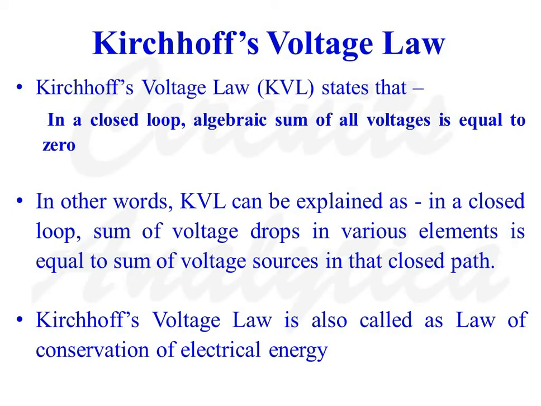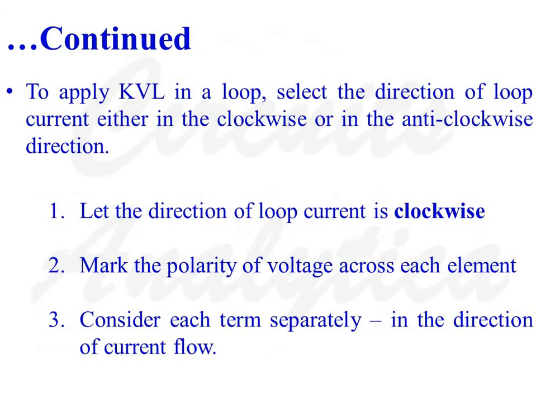In other words, KVL can be explained as: in a closed loop, the sum of voltage drops in various elements is equal to the sum of voltage sources in that closed path. Kirchhoff's voltage law is also called the law of conservation of electrical energy.